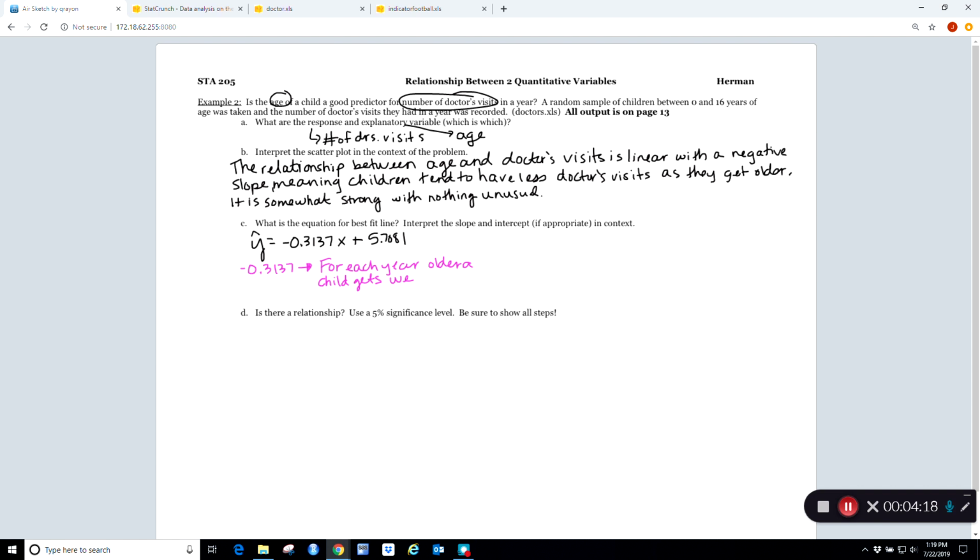So for each year older a child gets, we expect doctor's visits to go down by our 0.3137.